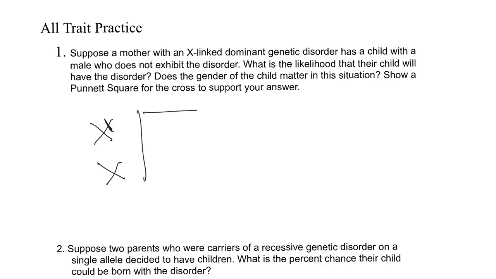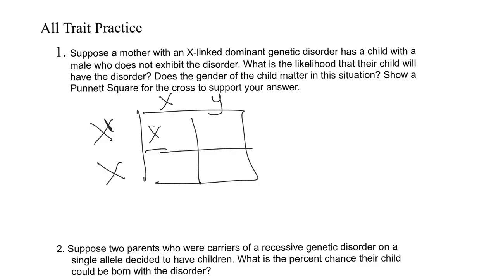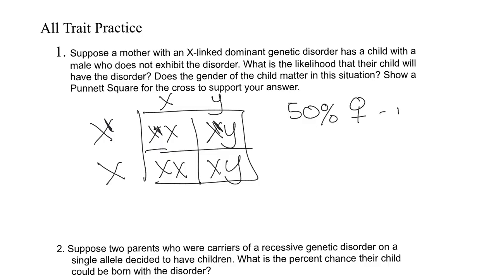Now, she has a child with a male who does not exhibit the disorder. So he will have an X and a Y with no trait hash mark on the X chromosome that they do have. So let's take a look. We'll do this cross. This one's going to be a normal female. We have an affected male. And we have a normal male. So it's basically 50% of the females will have the trait, and 50% of the males will also have the trait.